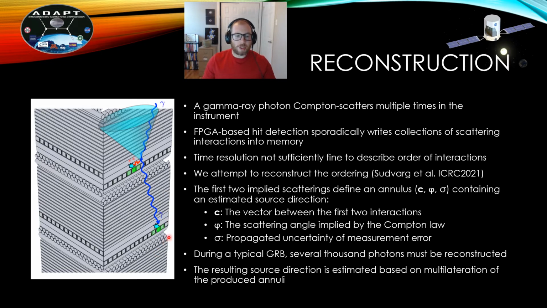Now, this is important because the first 2 implied scatterings allow us to describe the initial source direction of the photon. So from the first 2 implied scatterings, we have a vector c, which is from the second scattering event to the first scattering event. And this vector c describes the center of a cone. Additionally, from the Compton law, we can determine the scattering angle of the first scattering of this photon. And that scattering angle phi describes the opening angle of the cone. So now, from the first 2 implied scatterings, we have a cone that describes the set of possible initial source directions for this gamma-ray burst.